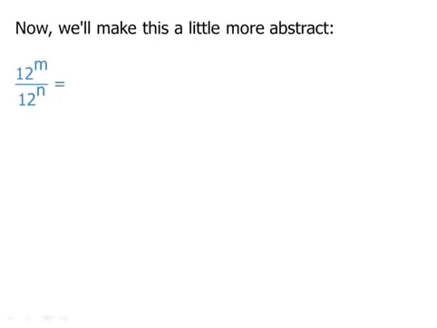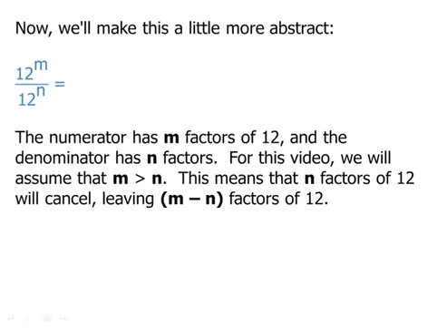We'll make this a little more abstract. 12 to the m over 12 to the n. Well, here we're going to have a fraction, and in the numerator of the fraction, we have m factors of 12. In the denominator, we have n factors of 12. And we're going to assume that m is greater than n, at least in this video. This means that n factors of 12 will cancel.